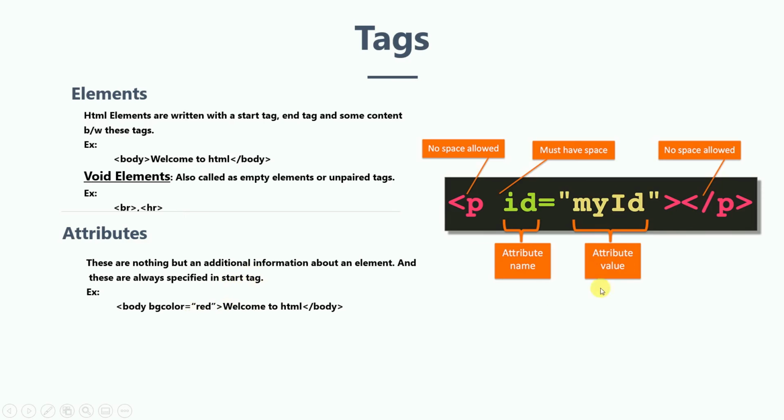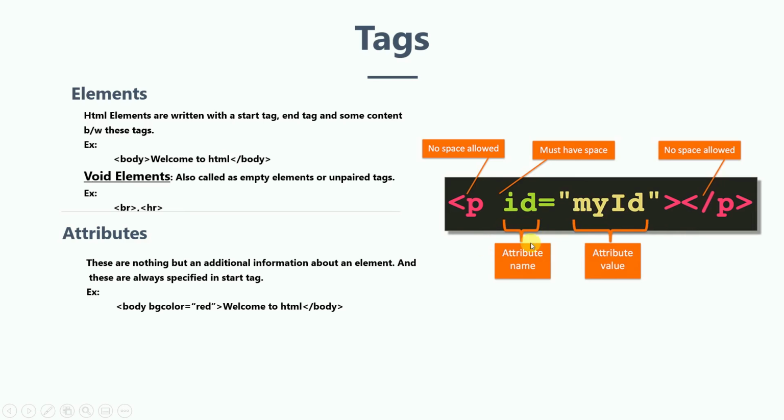Here I have one more example. Here I have a P tag. P is nothing but paragraph tag. If you want to write any paragraphs, you can use this P tag, and it has a closing tag. And remember, there is no space allowed between the angular bracket and the character. After the element and attribute, we have a space here. Same thing for the closing tag, there is no space between the angular bracket and this character. And coming to this, ID is called the attribute name, and my ID is called the attribute value.